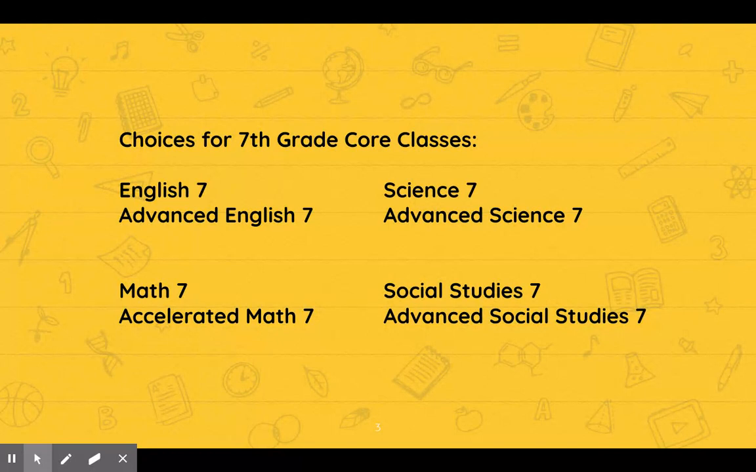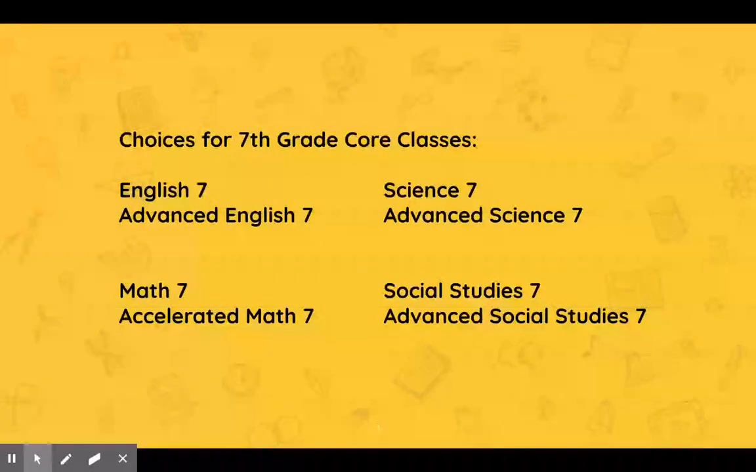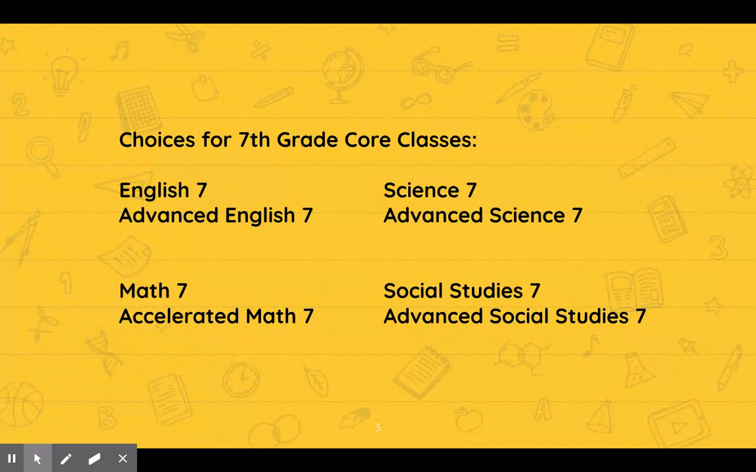You must take Accelerated Math 7 in 7th grade in order to take Accelerated Math 8. So hear me again. You must take Accelerated Math 7 so that you can take Accelerated Math 8. You cannot jump up to Accelerated Math 8 if you took Math 7. That's important to note for moving forward.